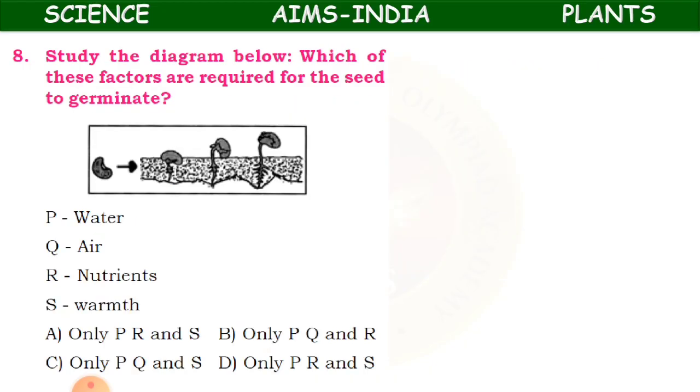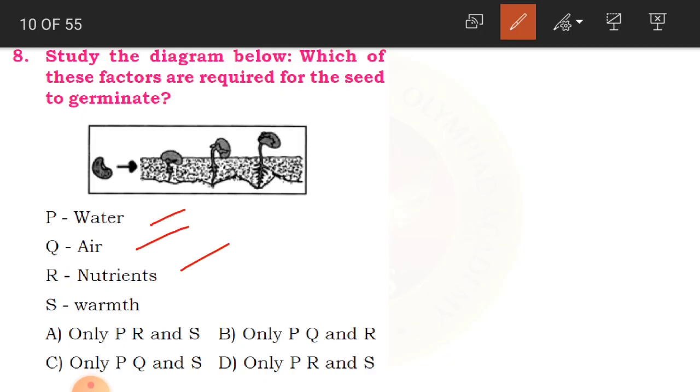Study the diagram below. Which of these factors are required for the seed to germinate? Okay, children, here you can see the process of germination of the seed. So what do we need for the seed to germinate? Either P, water, Q, air, R, nutrients, and S, warmth. Warmth in the sense of the condition in the atmosphere. And which of these are required?